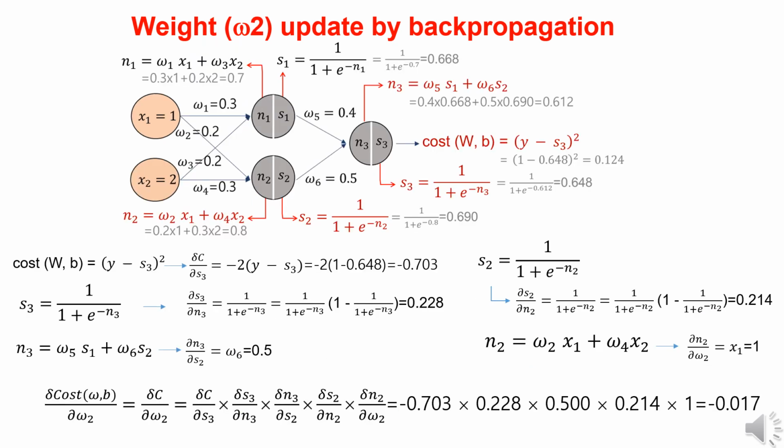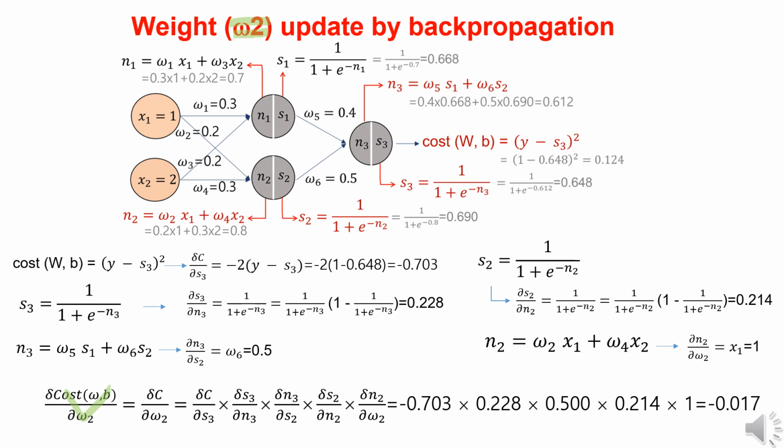Next, let's take a look at how the weight, omega 2, is updated. The partial derivative of the cost function with respect to omega 2 can be calculated as the product of several partial derivatives, based on the chain rule. Now let's calculate each term step by step.